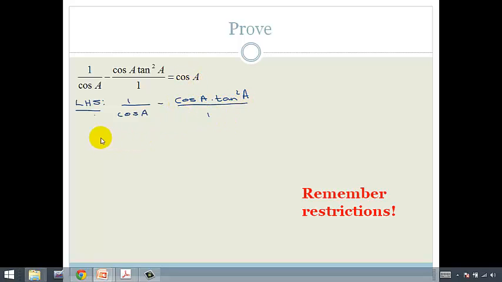So the first thing we're going to do is try and get it into one fraction. So we're going to start with a common denominator of cos A, right? So cos A divided into cos A is 1, so that's just 1 minus, 1 goes into cos A times, we multiply this out. So we get cos A times cos A times tan squared A. So if we simplify this further, we've got 1 minus cos A times cos A is cos squared A.